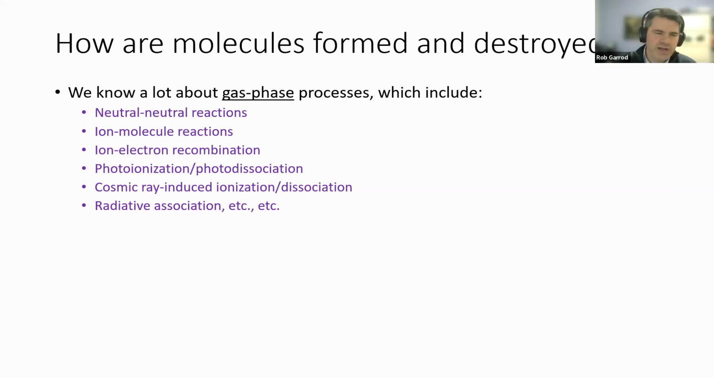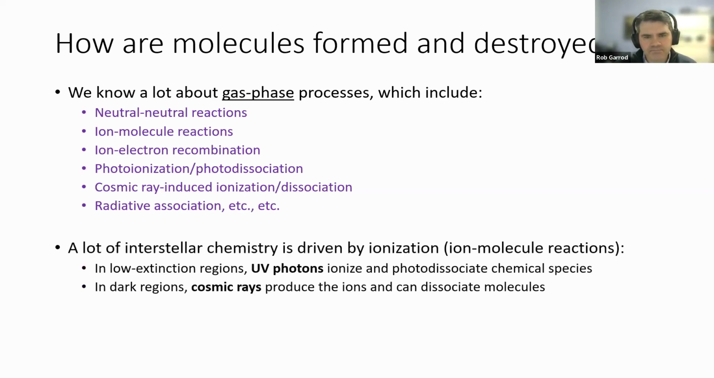There are other processes, radiative dissociation and so on. But it's important to remember, a lot of interstellar chemistry is driven by ionization. That means ion molecule reactions are important. In low extinction regions, you've got UV photons that are driving that. In higher extinction regions or dark regions, cosmic rays are producing those ions, okay? So the photons are now blocked out by the dust, and so we have to rely on cosmic rays to produce those ions that drive the chemistry.